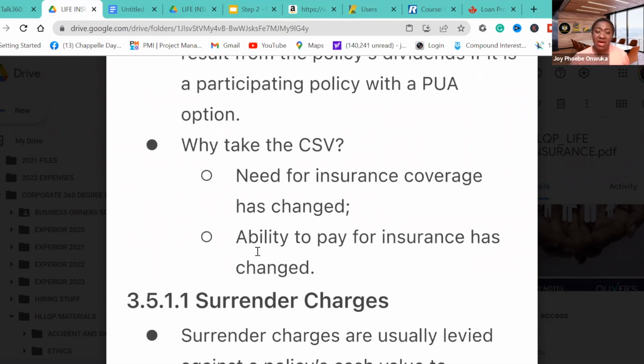All right. Why take the cash surrender value? Why do we draw on our cash surrender value? Number one, the need for insurance coverage has changed. Number two, the ability to pay for the insurance has changed.